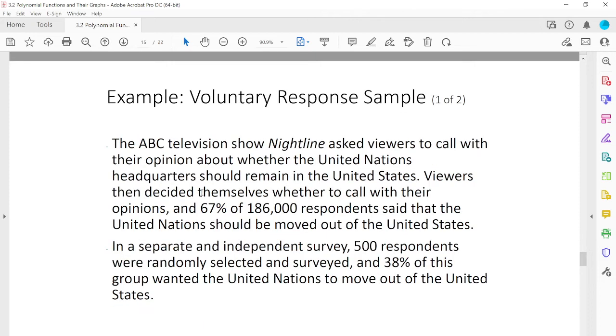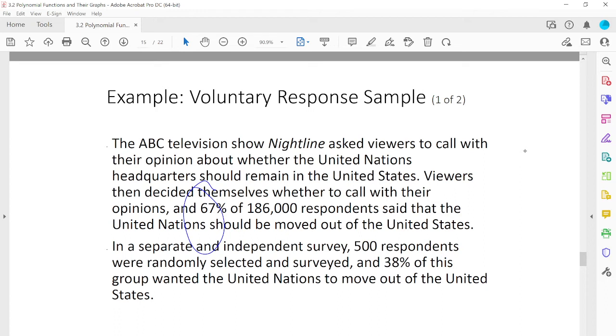Let's say one example here. The ABC television show Nightline asks viewers to call with their opinion about whether the United Nations headquarters should remain in the United States. Viewers then decided themselves whether to call with their opinions, and 67% of 186,000 respondents said that the United Nations should be moved out of the United States. So in a television show, viewers made a call, and 67% of them, out of 186,000, said that the United Nations should be moved out of the United States.